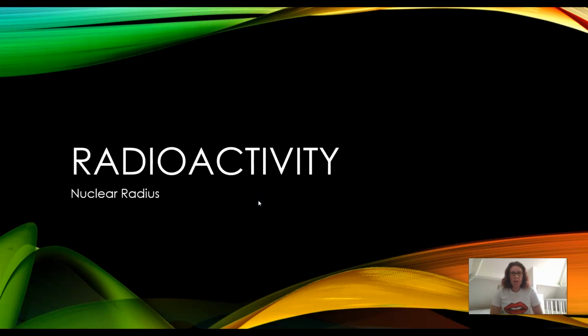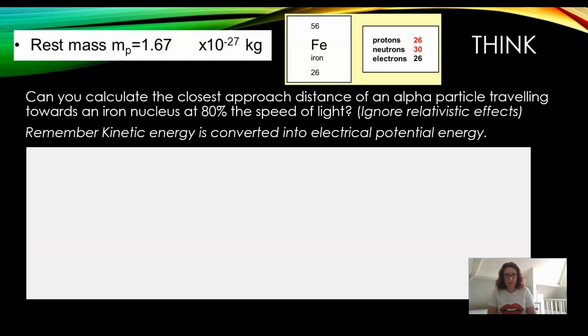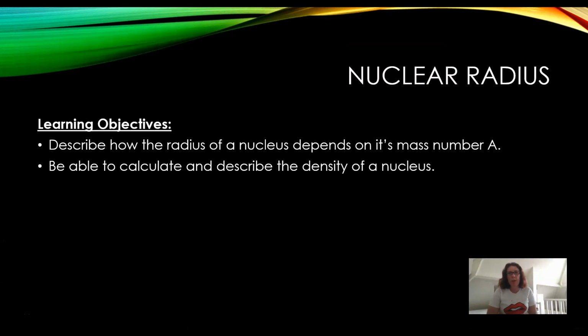Okay, so today's lesson is on 26.9, which is the nuclear radius. You need to be able to describe how the radius of a nucleus depends on its mass number A, and be able to calculate and describe the density of a nucleus.